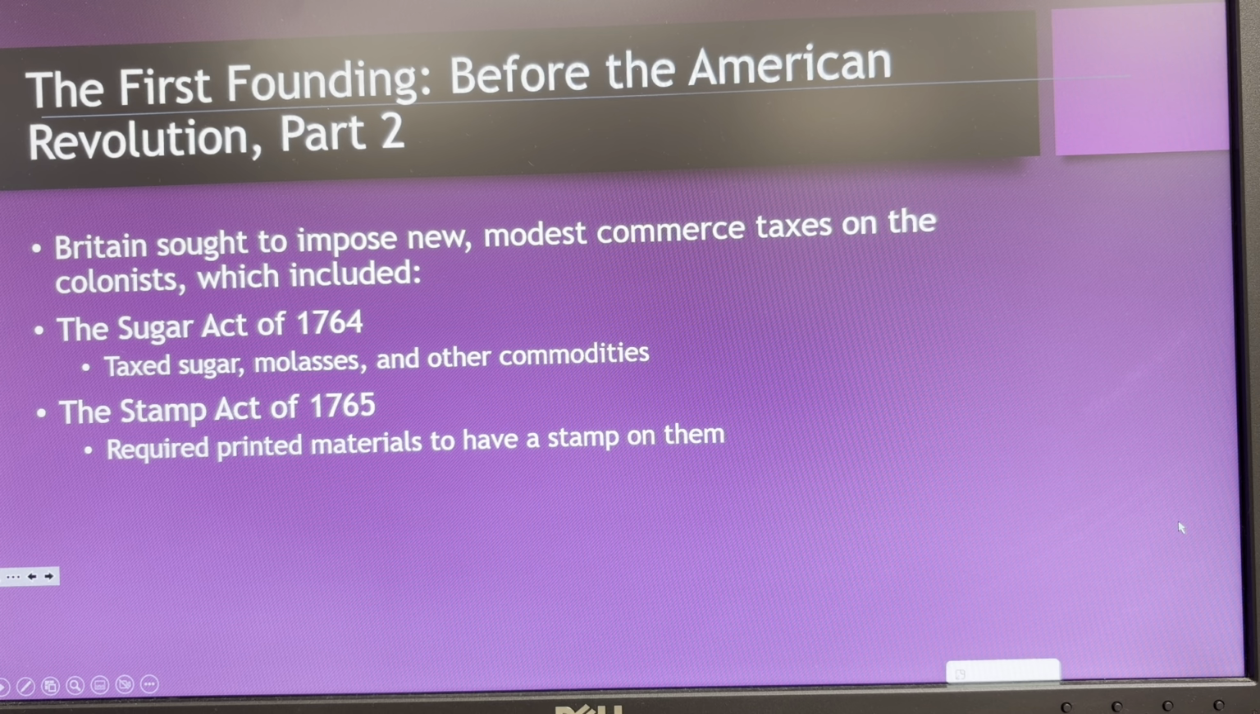Okay? But ultimately, what the Stamp Act is, it's not a tax on postage, which when I was young, that's what kids thought because people back then used to buy these things called stamps.